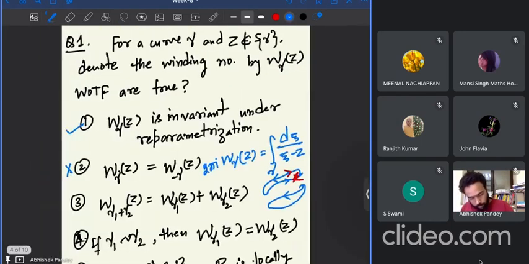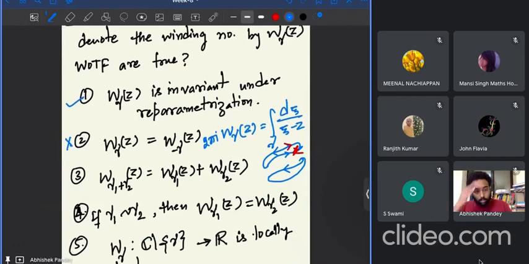Regarding option three, again you just use the fact about the integral of this function. For gamma 1 plus gamma 2, the integral will be separated over gamma 1 and gamma 2. So this is also true, and this one is also true. Okay, so let me just write down a fact.